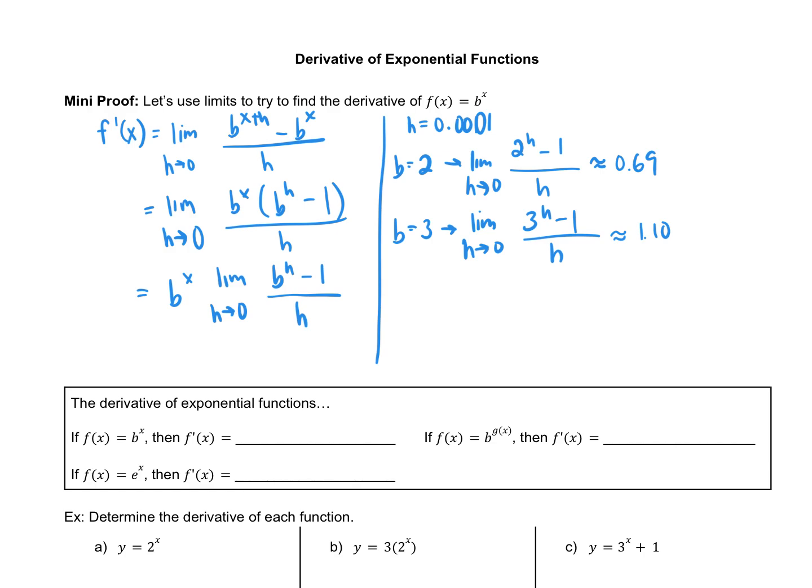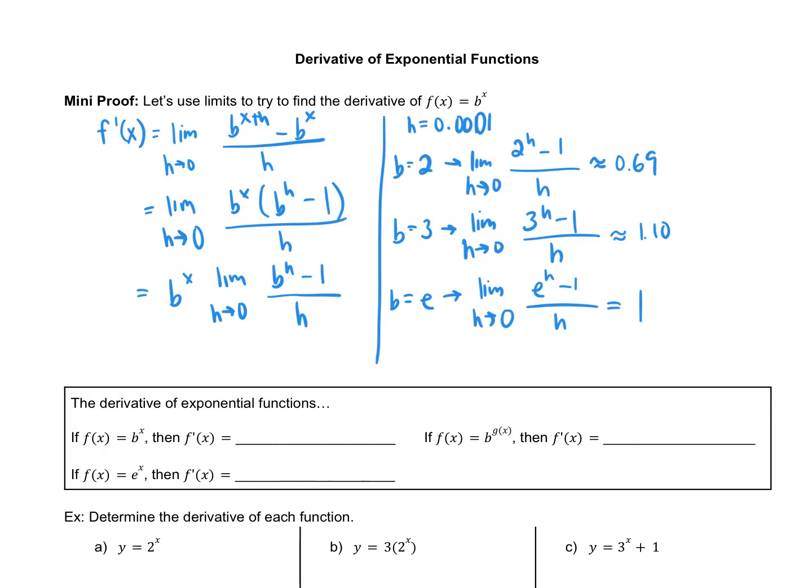We did try this when we had Euler's number. So if my base was e, let's just refresh on what happened to the limit as h approaches 0 of e to the h minus 1, all over h. And again, if we sub in 0.0001, we actually get just 1. So when it was the natural number, we got a nice number. When the base was something else, 2, 3, if I tried other values, again, I don't get numbers that mean much to me. So let's see if we can think about why we got 1 or what expression is equal to 1.